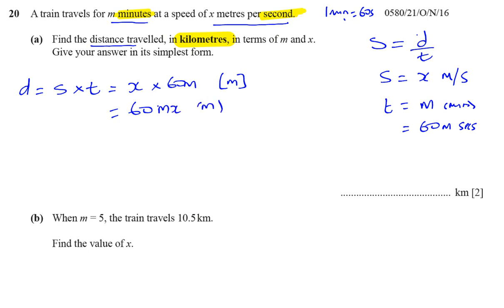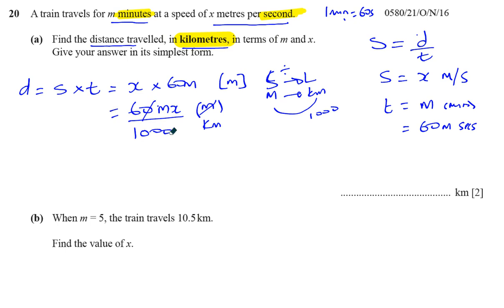I want to have it in kilometers. To change meters to kilometers, I've got to divide, because I'm going from smaller to larger. Meters are smaller than kilometers. I've got to divide. Divide by what? How many meters are in 1 kilometer? 1,000. So I've got to divide by 1,000. And then my answer will come out in kilometers. So that will change that to kilometers.